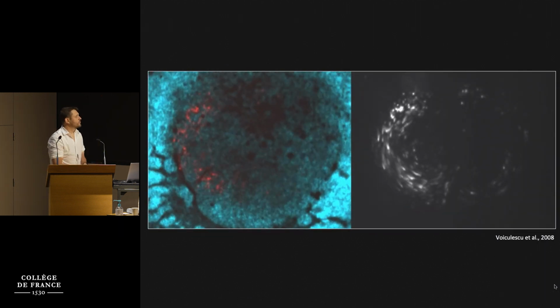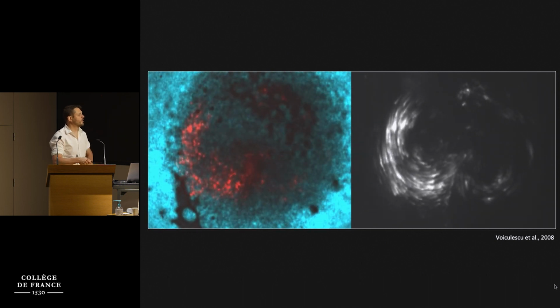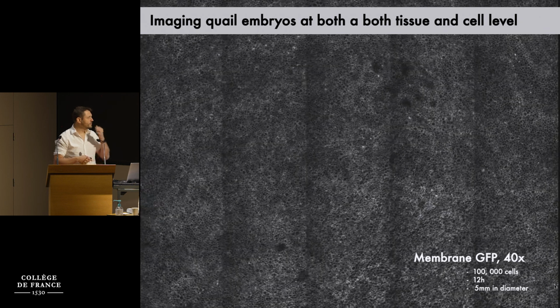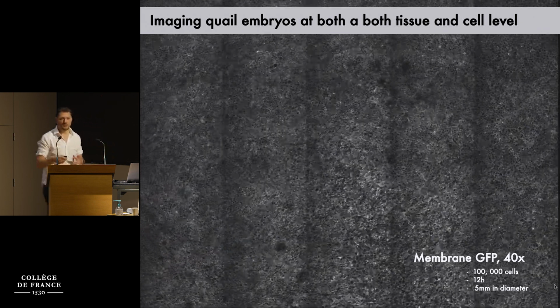So this is just to show a movie from our other lab, but we were doing exactly the same thing. This is the kind of movie that we were getting before. People were labeling cells sparsely with electroporation, which is a way of transfecting cells, and then imaging. This is the quality of movie that people could get, and now this is the kind of movie that we can get, thanks to the quail.